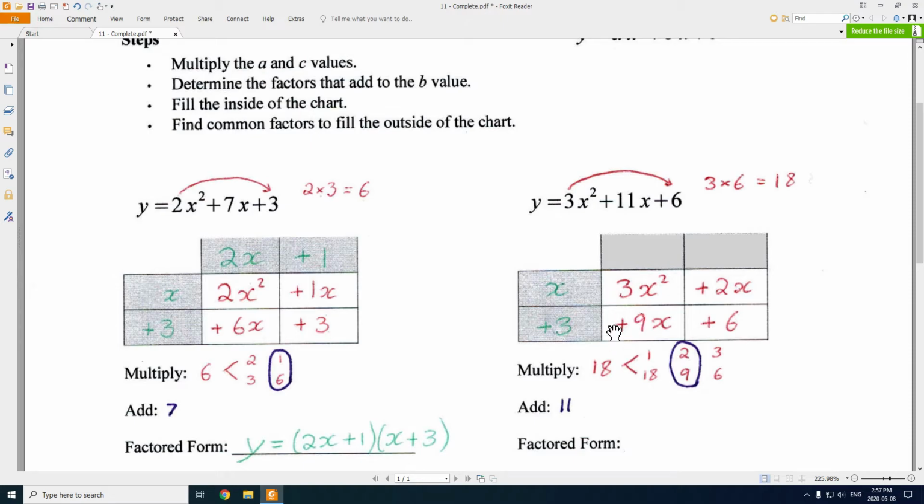All right, first column, is there a factor here? I think I can pull out a 3 and an x. Right, there's a common factor of a 3 and an x. And last column, common factor here. I think I can factor out a 2. Okay, so there's our two brackets. 3x plus 2 times x plus 3. That's our factored form.